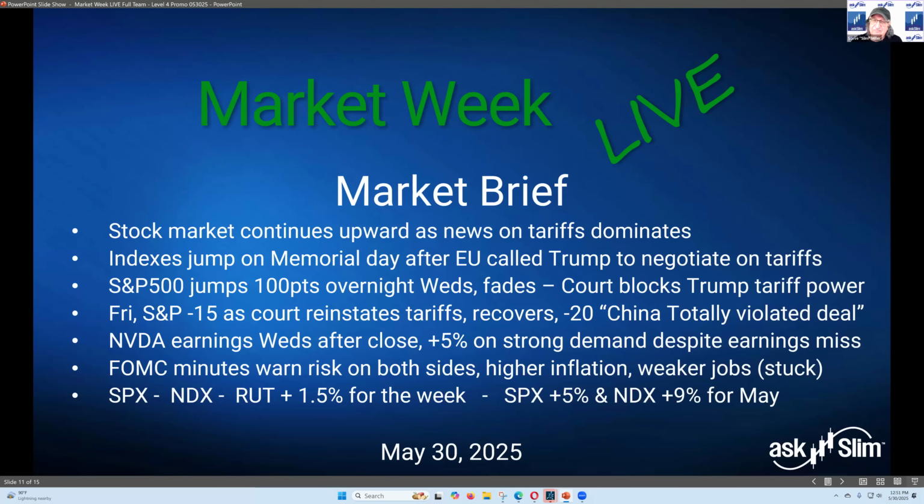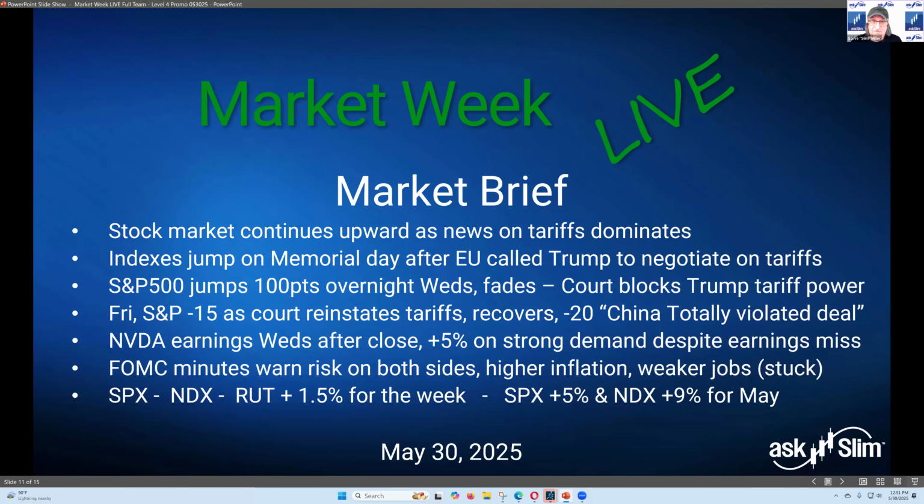S&P 500 jumped 100 points overnight on Wednesday, but then faded. And that was after the court blocked President Trump's tariff power. In other words, they're saying that what he was doing was not legal, and they blocked it. So everybody was excited about that. S&P's jumped 100 points and then faded and gave the whole thing up.